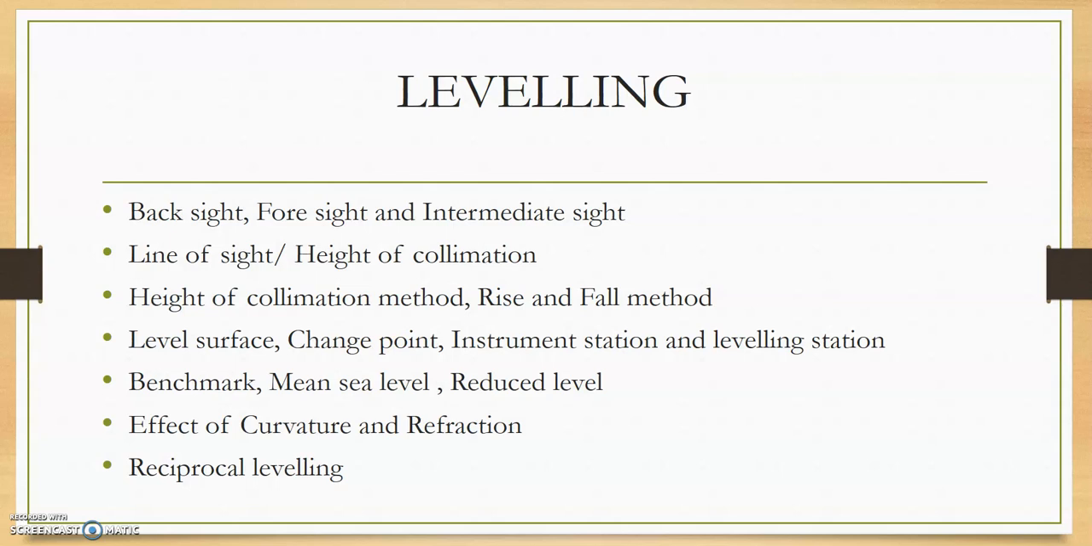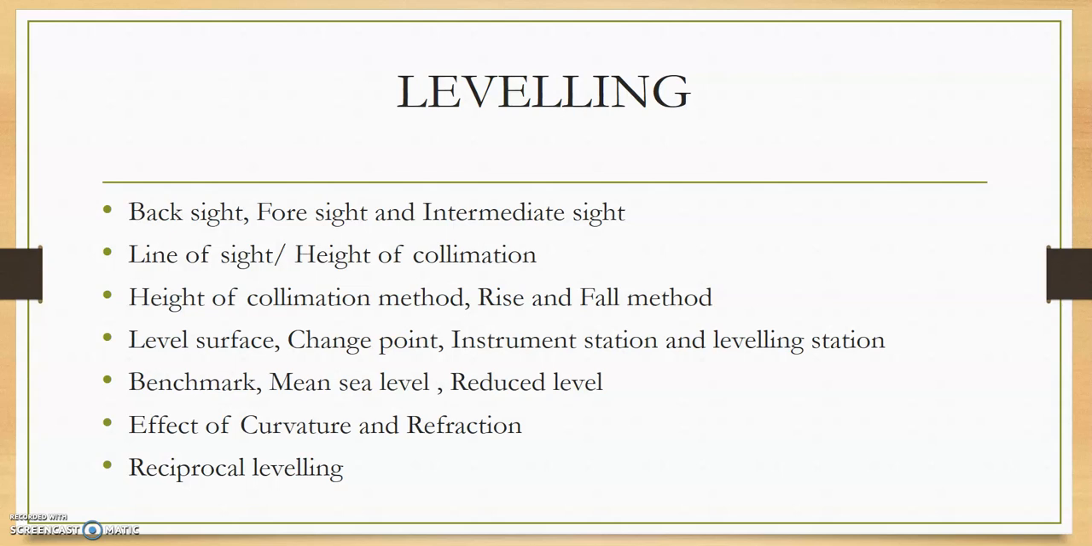Okay, next, line of sight. Line of sight is an imaginary line which passes through the eyepiece of the dumpy level and bisects the target object. This is called the line of sight. The line of sight is also called the height of collimation.